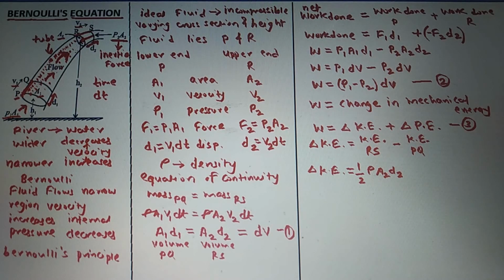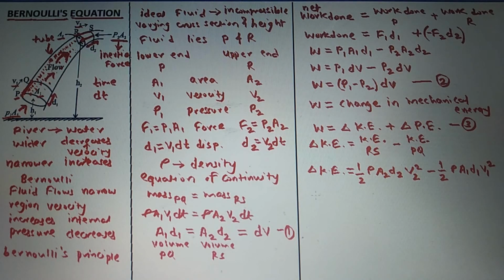So this is mass, that is density into volume, into velocity square. So the velocity of fluid in section RS will be V2, and it should be V2 square here, minus the initial kinetic energy, that is the kinetic energy in section PQ. So we will write it as 1 by 2 mass, which will be density rho into volume of fluid in section PQ, that should be equal to A1 D1, and the velocity of the fluid in section PQ, that should be equal to V1, and we have to take the square of that velocity here. So this will be the change in kinetic energy.